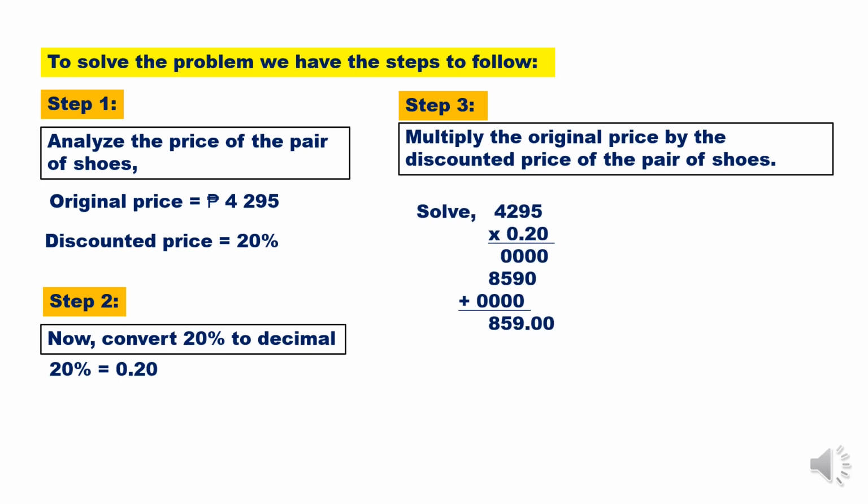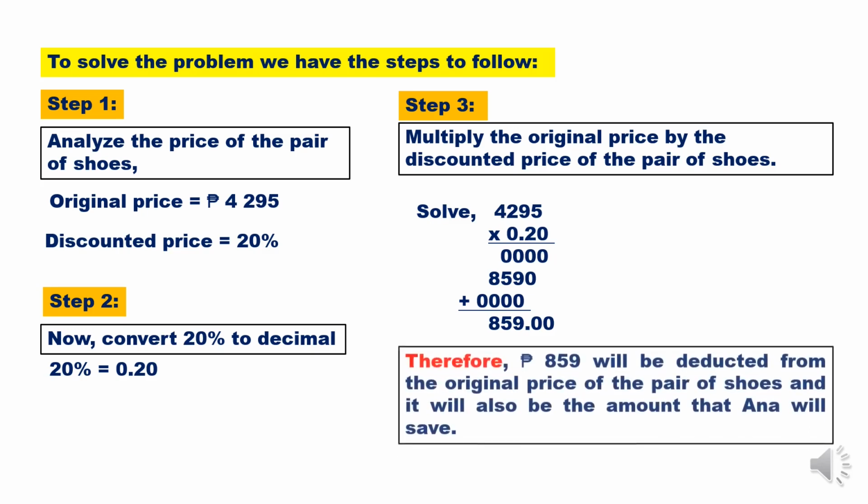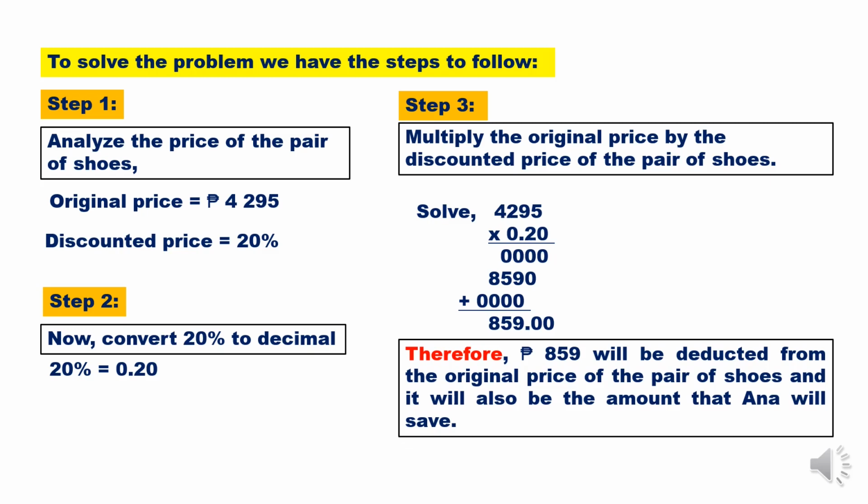So solve 4,295 times 20 hundredths, and that is 859. Therefore, 859 pesos will be deducted from the original price of the pair of shoes, and it will also be the amount that Anna will save.